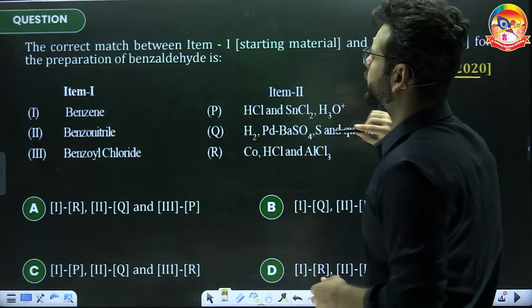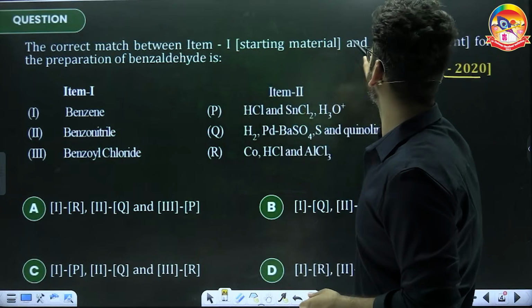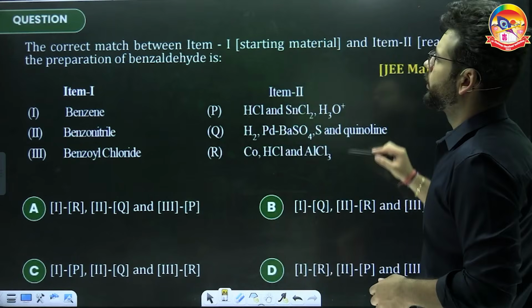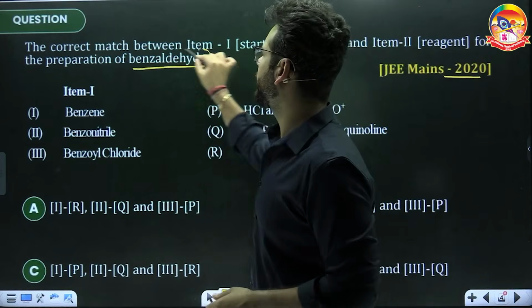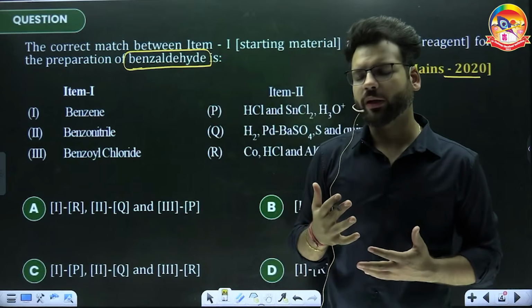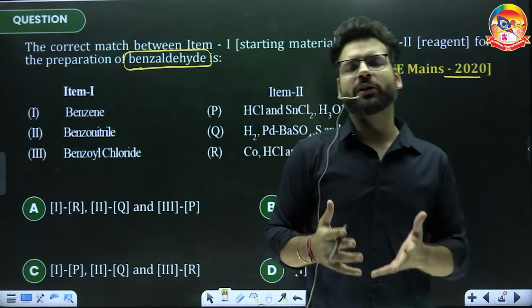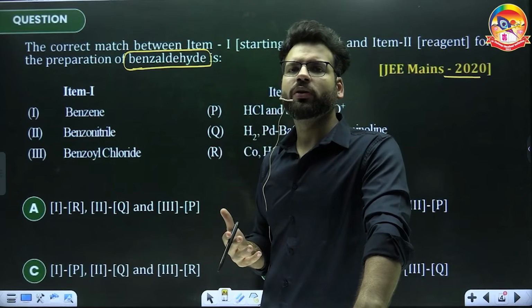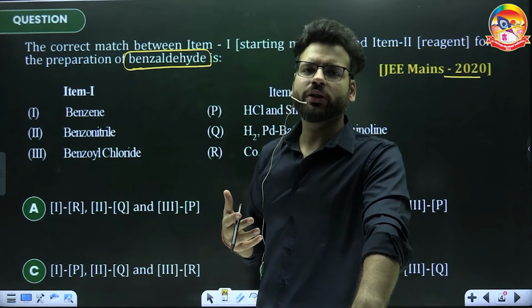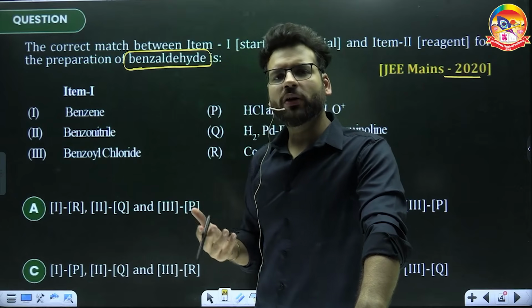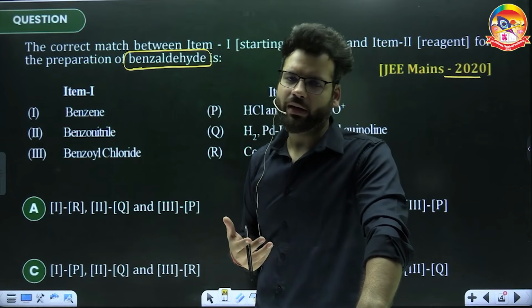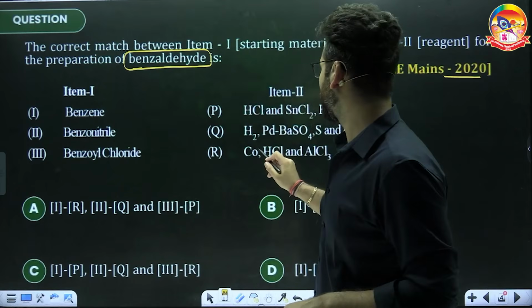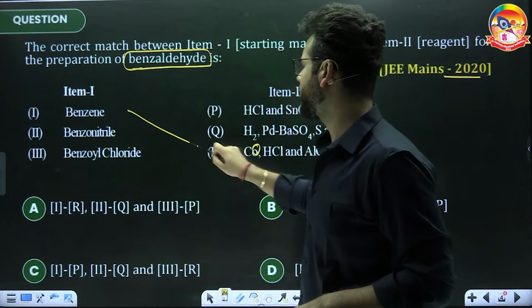This is a 2020 question, which says the correct match between the first one and the second one would be benzene for the preparation of benzaldehyde. So in your mind, you should directly go to the benzaldehyde topic. When you read your NCERT, special preparations of benzaldehyde are given, where you have studied the Etard reaction coming from toluene. Similar to the Etard reaction, you can oxidize your toluene using chromic oxide plus acetic anhydride, right? And then you have seen the Gattermann-Koch reaction from benzene to benzaldehyde, CO plus HCl in the presence of AlCl3.